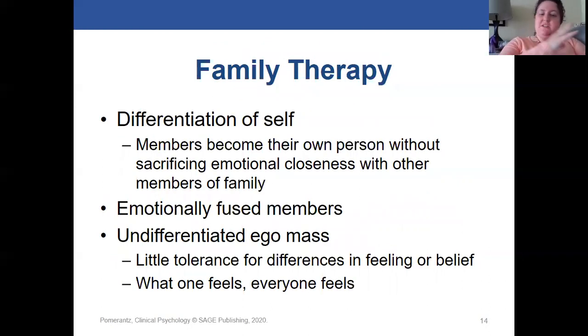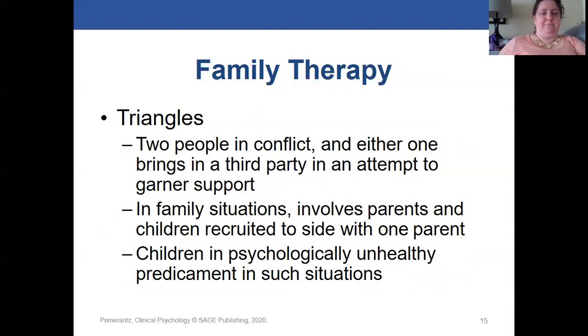So as we talked about with the relationships, the boundaries between people are really important. And one of the things you'll hear talked about in family therapy is the differentiation of self. You want members of the family to become their own person without sacrificing emotional closeness with other members of the family. So you sometimes have these emotionally fused members when you have that enmeshment, and it can be really problematic.